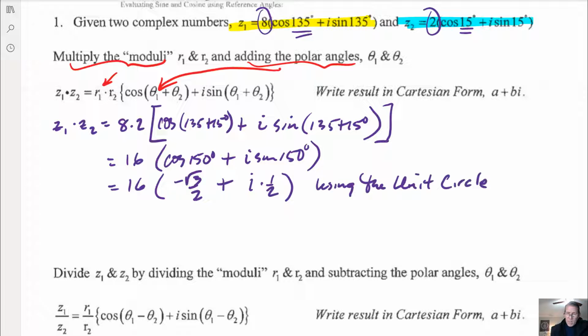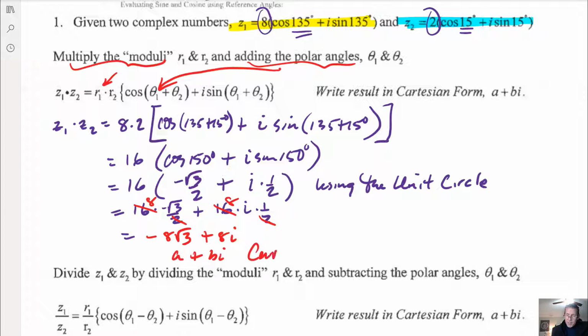Okay, so now distributing through, I get 16 times the negative root 3 over 2 plus 16 times i times 1/2. Now, as you guys know, 16 divided by 2 is 8, so I get negative 8 root 3, and then 16 divided by 2 is 8 here, and I get 8i. There we go. And that is Cartesian form, a plus bi. It's called Cartesian form.